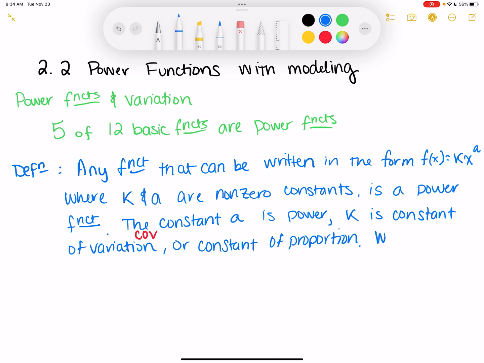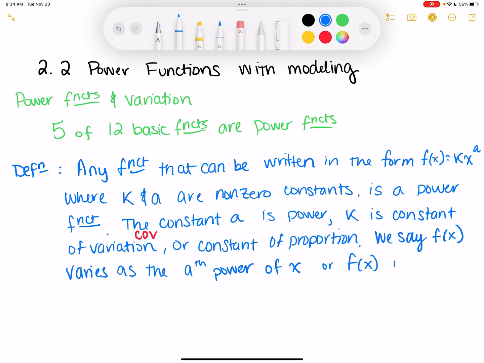We say f of x varies as the 8th power of x, or f of x is proportional to the 8th power of x.